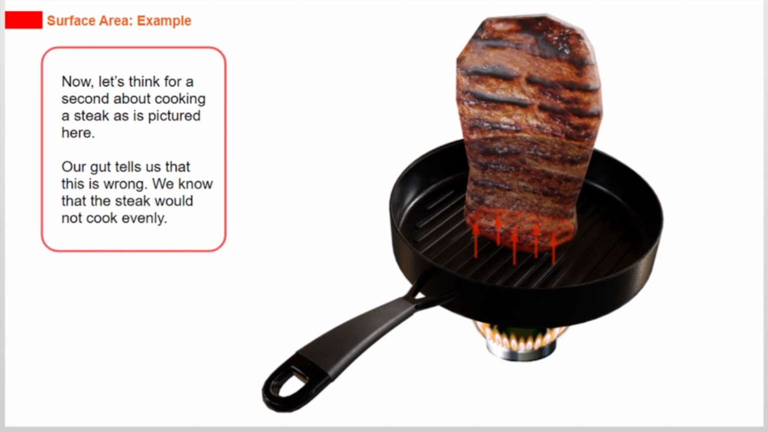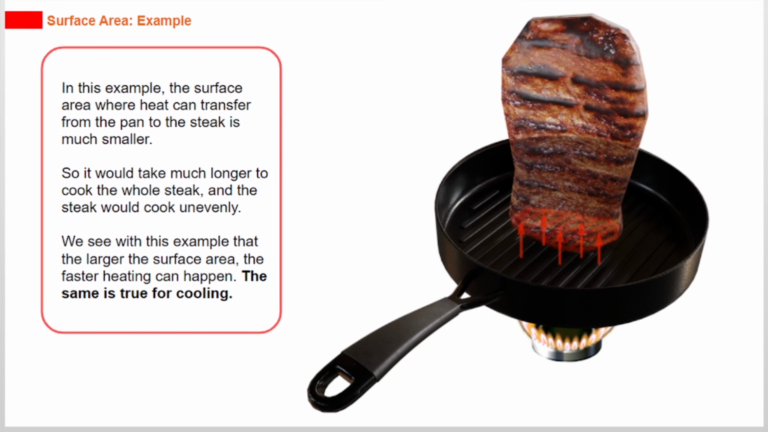Now, let's think for a second about cooking a steak as is pictured here. Our gut tells us that this is wrong. We know that the steak would not cook evenly. In this example, the surface area where heat can transfer from the pan to the steak is much smaller. So it would take much longer to cook the whole steak, and the steak would cook unevenly. We see with this example that the larger the surface area, the faster heating can happen. The same is true for cooling.